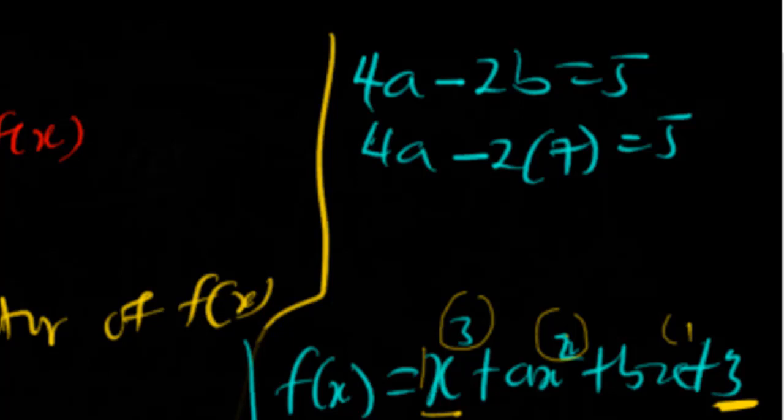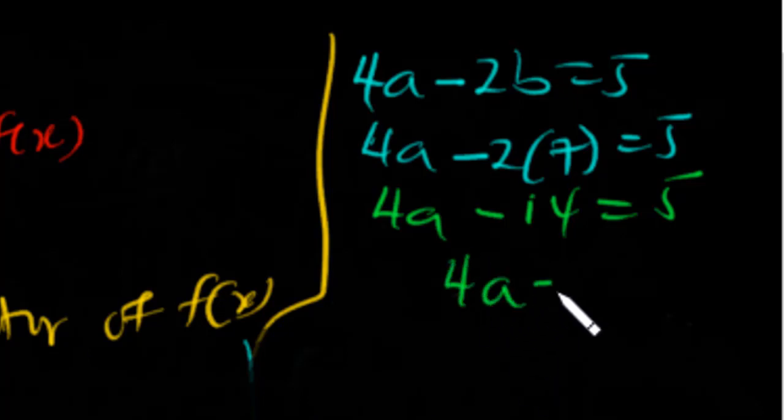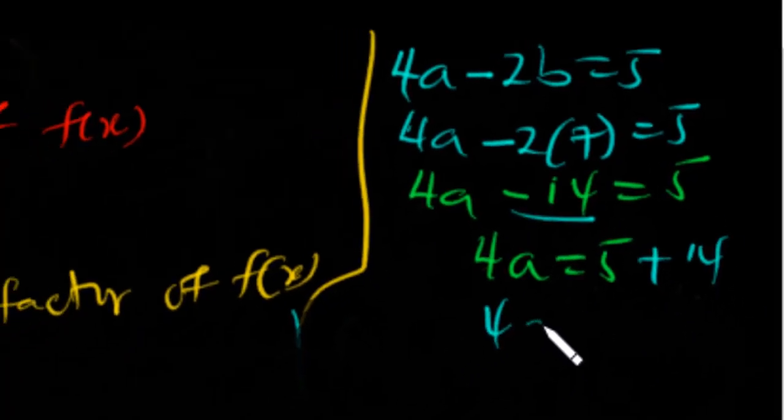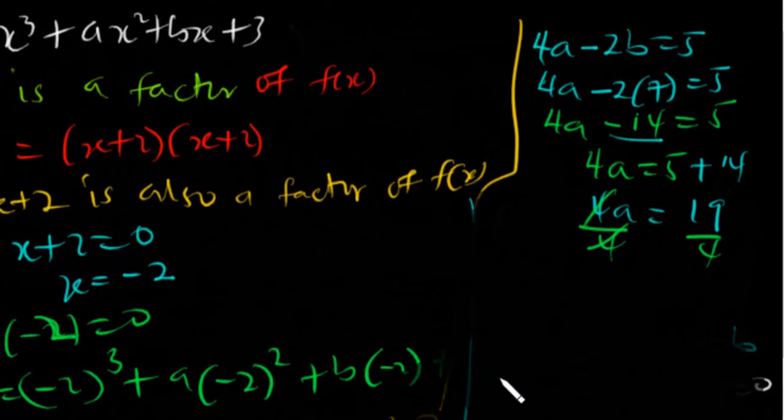And I can go on here. I have 4a, and I have negative 2 times 7, 14 here. Then I have 5 there. Okay, so let me do some small cleaning here. And I'll have 4a equal to 5, I'll send the negative 14 to the right side of the equal sign, and that will be positive 14 here. So I'm going to have 4a equal to 19. And when I want to find a, I divide both sides by 4. So the value of a is going to be 19 out of 4.